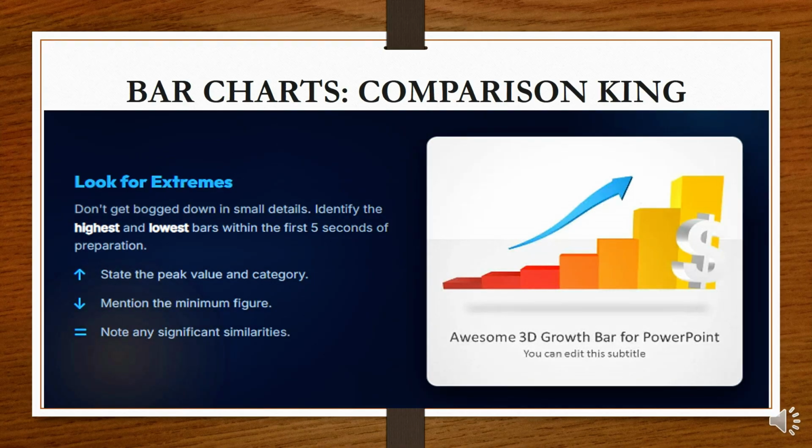So I'll give you some examples that are recurrent in this describe image task. Number one is bar charts. Look for the extremes, don't get bogged down in small details. Identify the highest value and the lowest value in the bars within the 5 seconds of preparation. State the peak value and the category. Mention the minimum figure and note any significant similarities. And try to summarize the entire chart that is presented to you. So this is how you're going to do it.